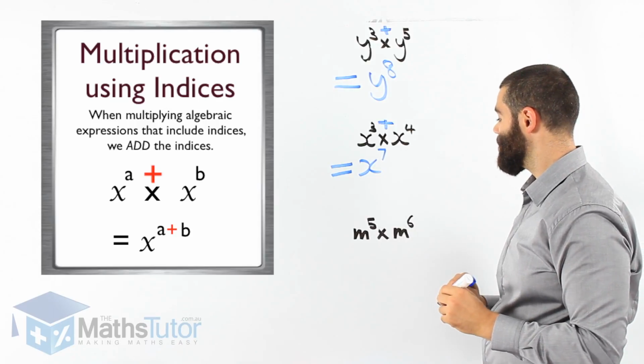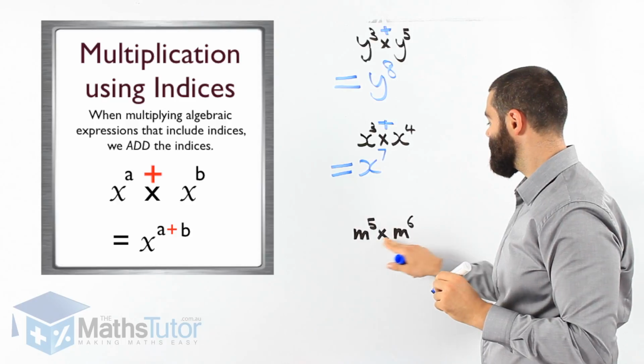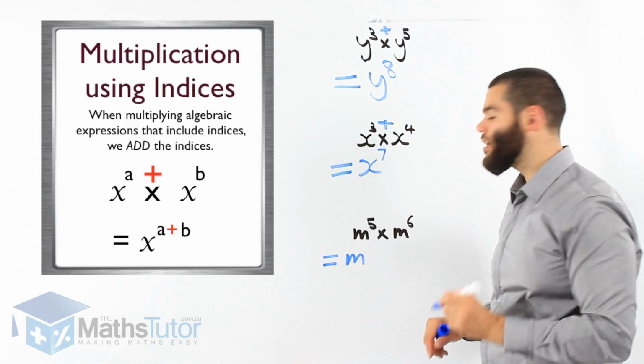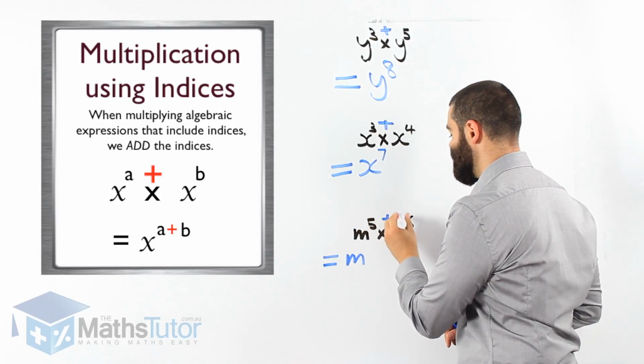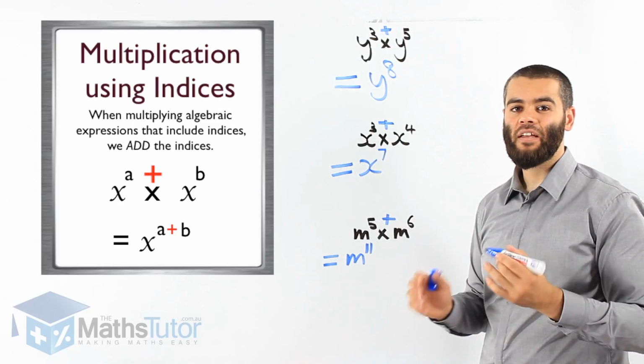Again, m to the power of 5 times m to the power of 6, the same base. M, and we are multiplying, so we add the indices. 5 plus 6, m to the power of 11.